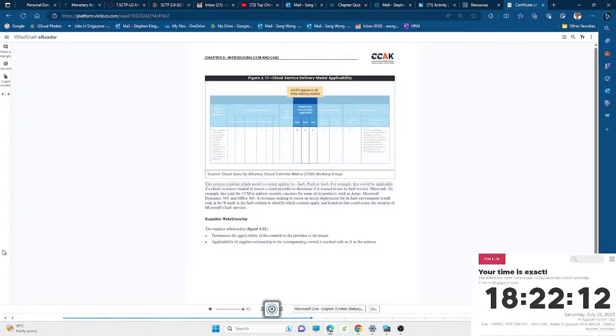This column explains which model a control applies to: IaaS, PaaS, or SaaS. For example, this would be applicable if a cloud customer wanted to assess a cloud provider to determine if it wanted to use its IaaS service.